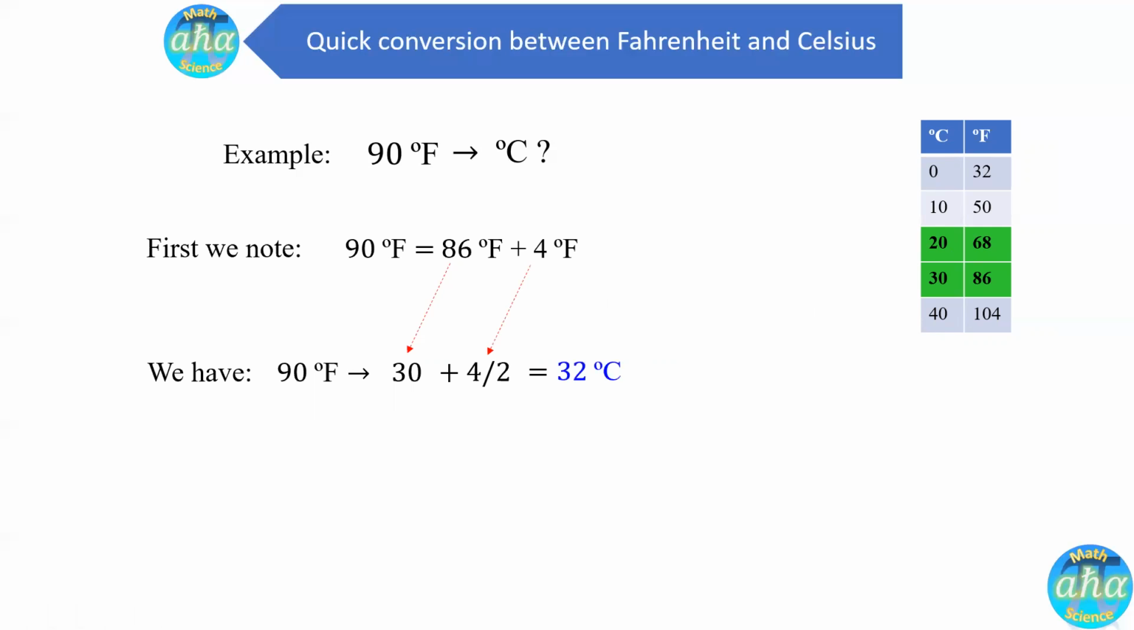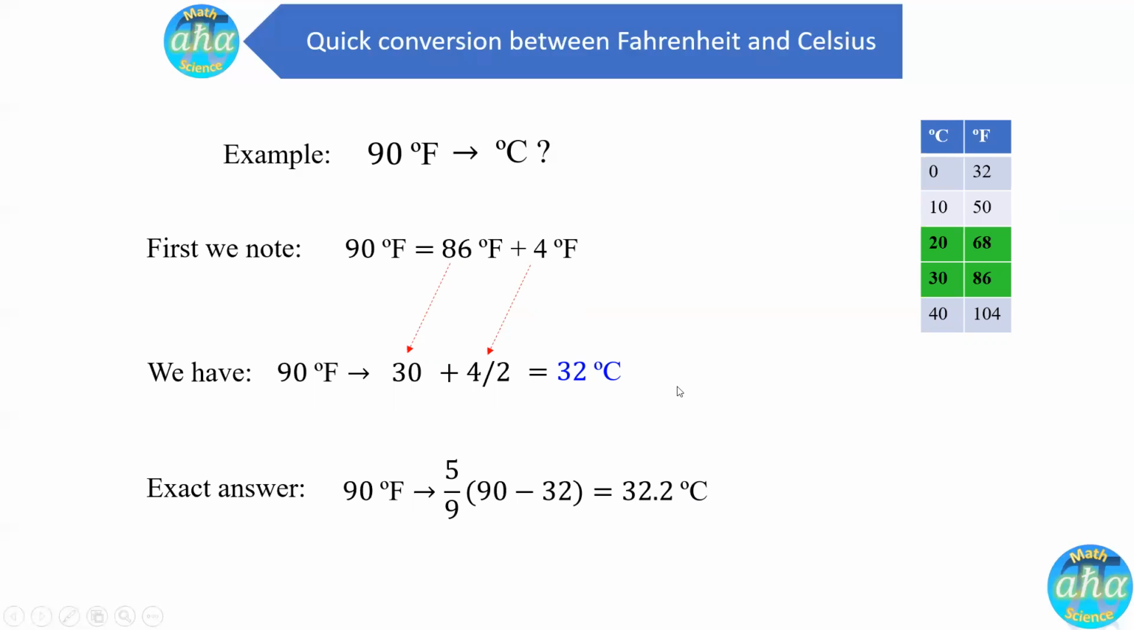And what about the exact answer? Plugging in the conversion formula, 90 degrees Fahrenheit minus 32, and then times 5 over 9, gives us 32.2 degrees C. You can see this calculation is actually pretty tedious. And our approximate result, which is very quick, agrees with it very well. The difference between the exact and the approximate result is only 0.2 degrees Celsius. But this takes almost no time.